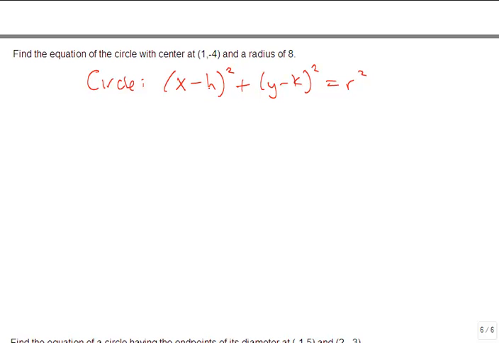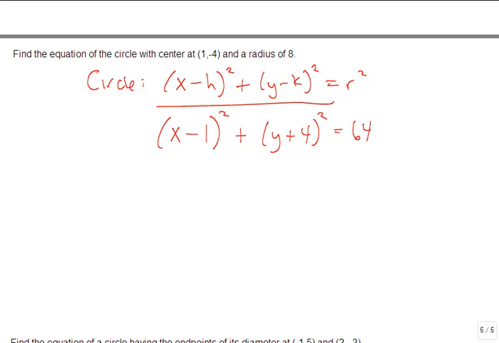Now remember that you want opposite signs. So if I want my center to have an x coordinate of 1, then I need to have an x minus 1 in parentheses. If I want my y coordinate to be negative 4, then I want to see a plus 4 in my parentheses. And if I want my radius to be 8, then I need 8 squared, or 64, on the right-hand side. So that's it. Pretty simple. There's my equation of my circle.